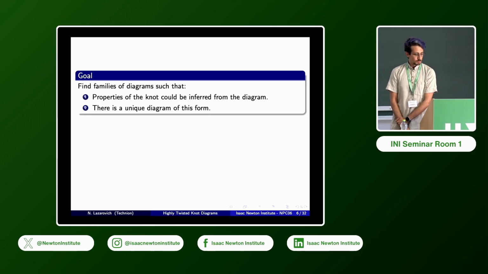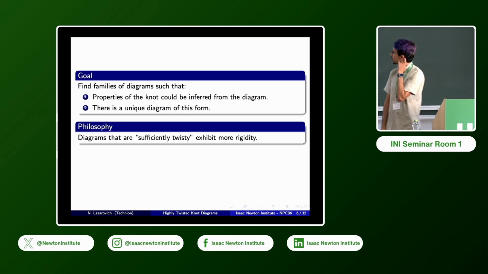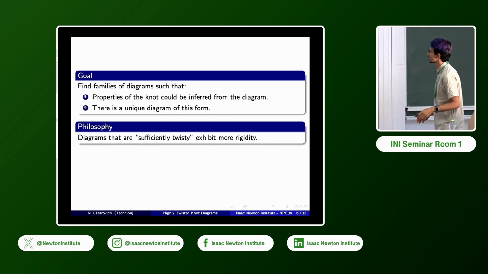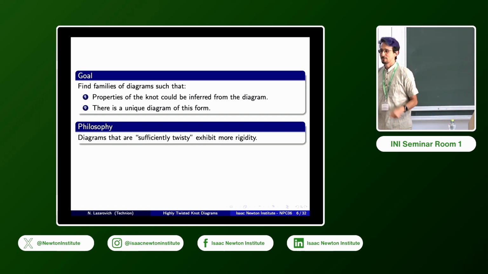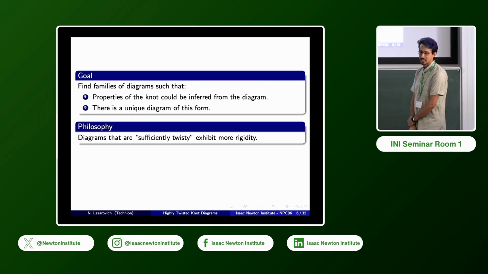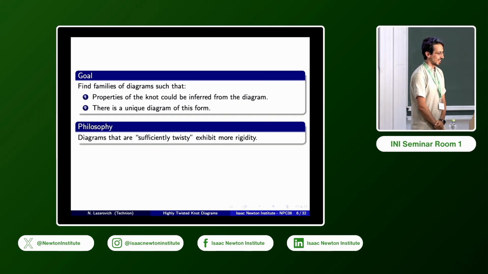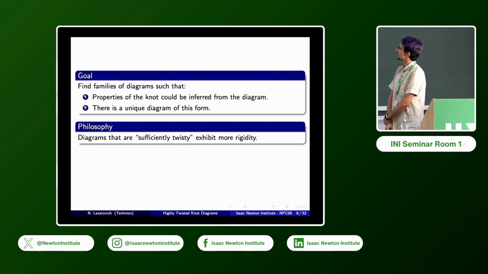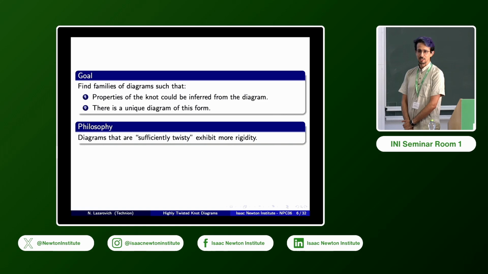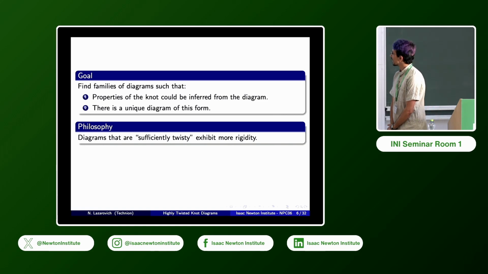Okay, good. So here's the philosophy. So again, I'm not a theorist. This is something that Yoav has insisted on enough around me, so I'm passing it on. The philosophy is that sufficiently twisty diagrams should exhibit more rigidity. Families which are sufficiently twisty, that's not a mathematical definition, should be more rigid.